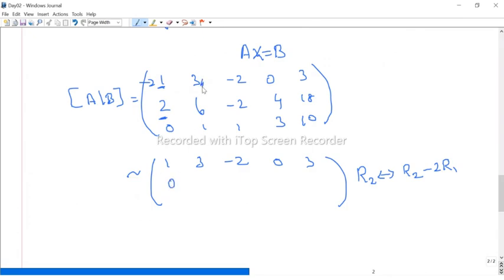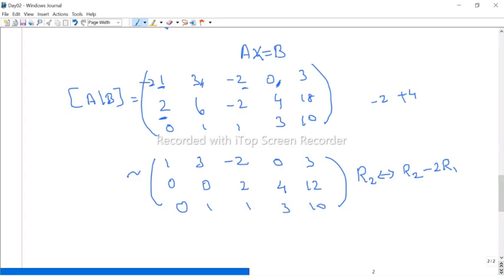If you multiply by 2, we get 6, and 6 minus 6 is 0. And here we have a minus 2. If you multiply by 2, we get minus 4, but we have to subtract from the original, so minus minus is plus. Therefore, we get 2. For this position, 0 is there, so 4 minus 0 gives 4. And 18 minus 2 times 6, that is 12, gives 6. Now we keep the third row: 0, 1, 1, 3, 10.